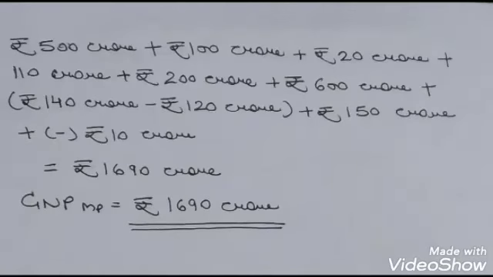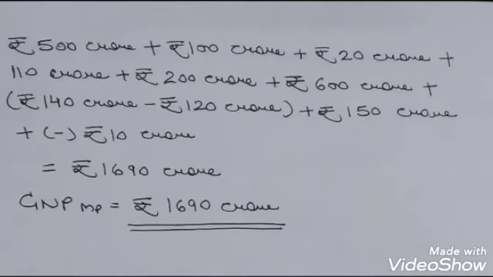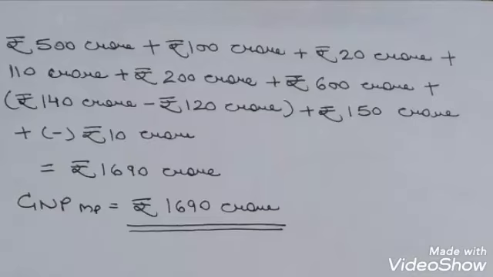So in this you will be adding rupees 150 crore, which is your net indirect taxes. Now you will be adding the net factor income from abroad, which is minus. So if it is minus, the sign changes over here and you will deduct 10 crore. So children, you get a value of rupees 1690 crore. So 1690 crore is your GNP at market price.